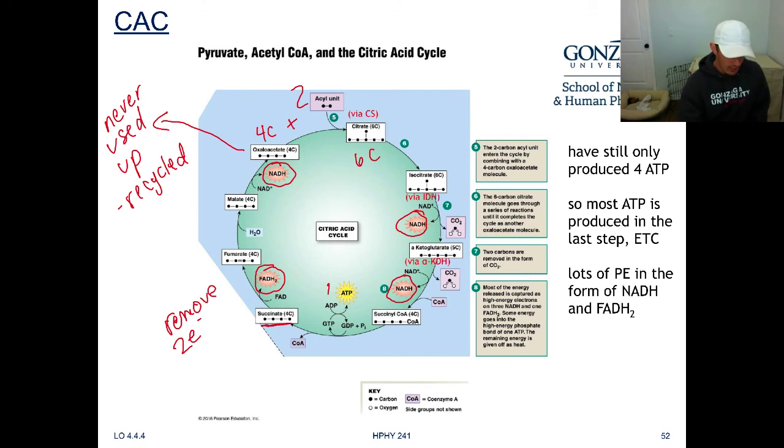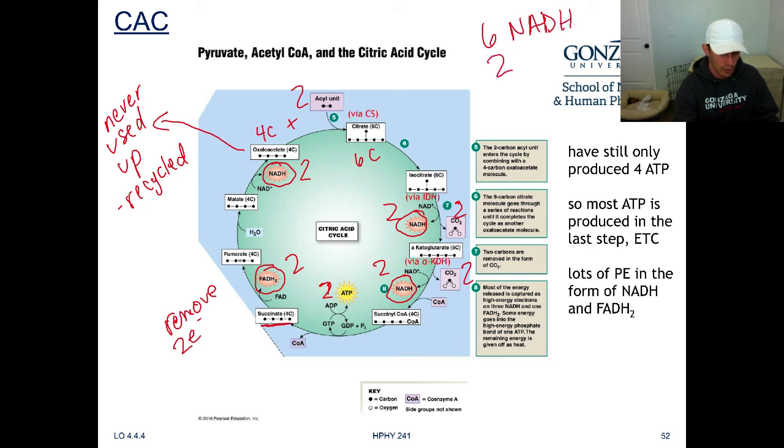So at each of these steps, 2 molecules of NADH, 2 molecules of carbon dioxide, 2 molecules of NADH, 2 molecules of carbon dioxide, 2 molecules of ATP, 2 molecules of FADH2, and 2 molecules of NADH. That's where we get 6 NADHs, 2 FADH2s, 2 carbon dioxides, and 2 ATPs from the previous slide.